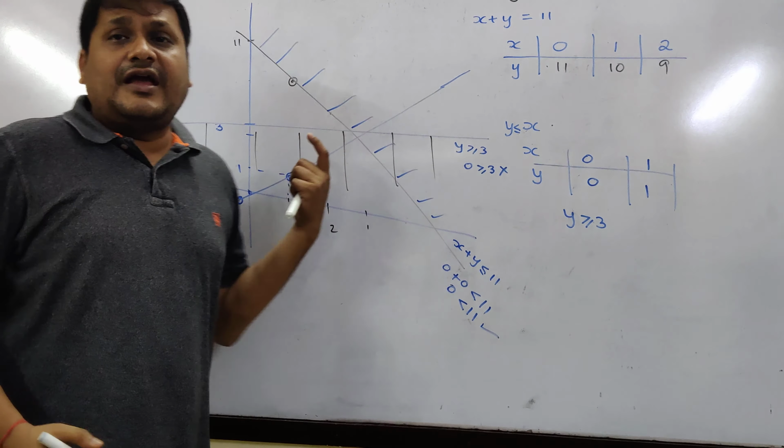x is 2 and y is 1. Can you see this? x is 2, y is 1. Is this correct? Yes. So this point lies in the wanted region. So what is the unwanted region for this line? Here.